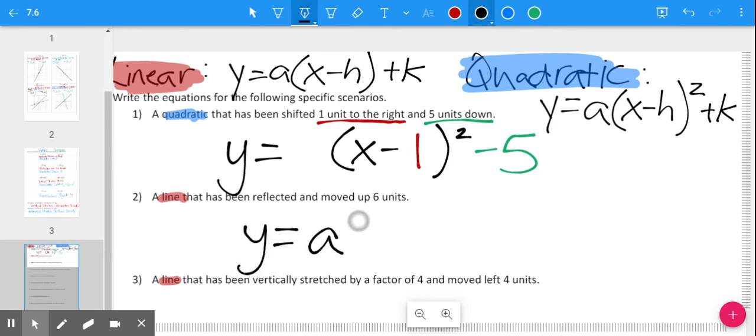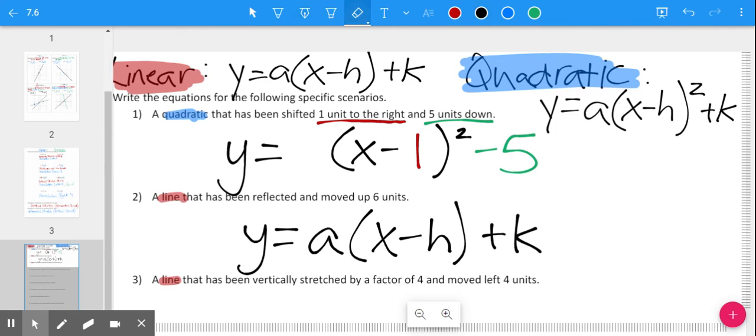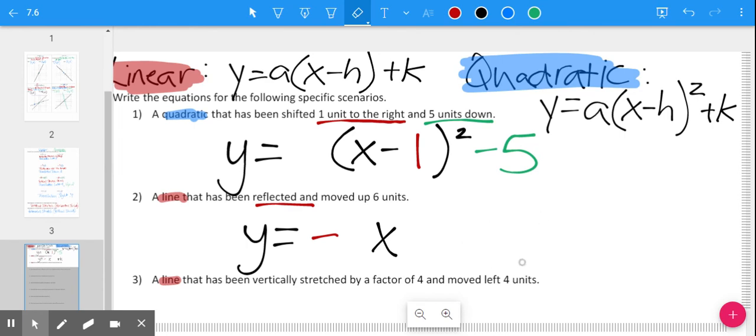So the next one says a line. So we have y equals a(x minus h) plus k. No squared because it's linear. No exponents in linear. So it's been reflected, which lets us know that the a value is negative. And then it's been moved up 6 units. So we can get rid of that horizontal shift and the parentheses. And then our k value is up 6. So I'm going to change the k to plus 6.